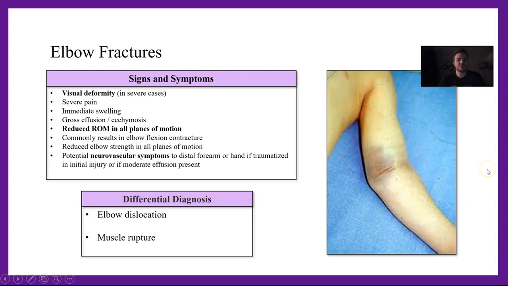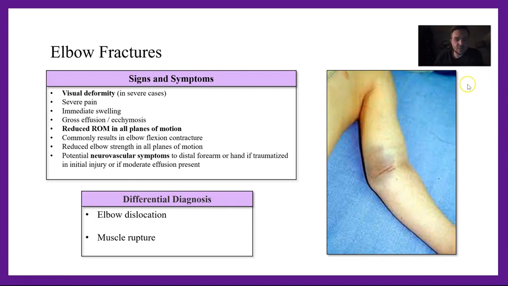So with elbow fractures, what are the signs and symptoms? Well, like an elbow dislocation, there's a visual deformity, severe pain, swelling, gross effusion, ecchymosis, reduced range of motion in all planes, and neurovascular symptoms may be present.